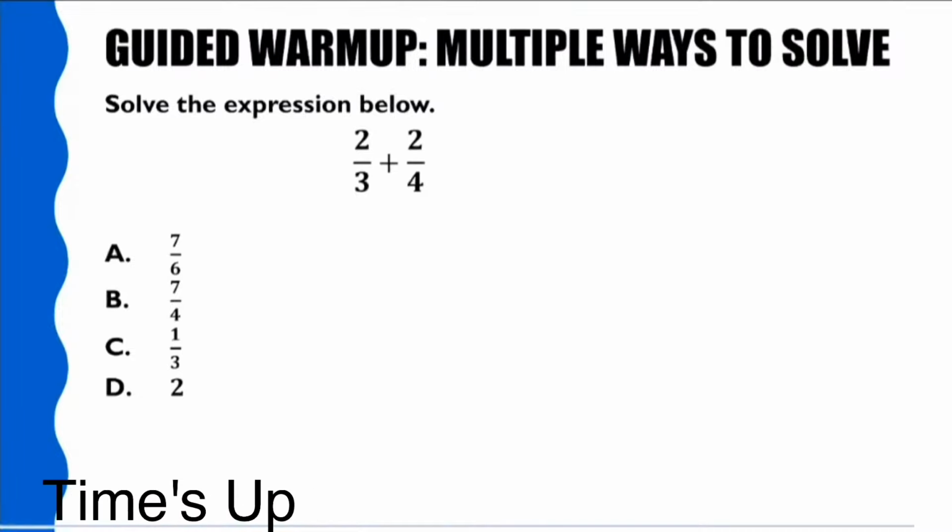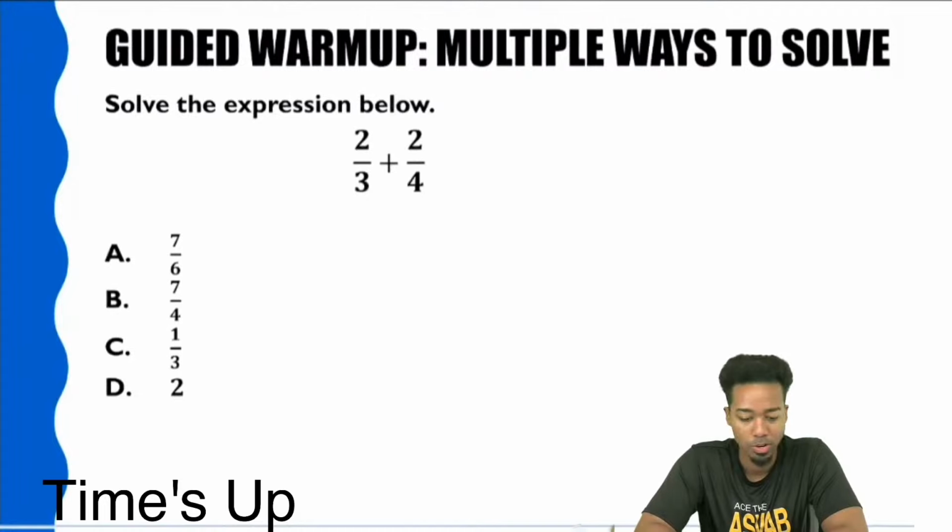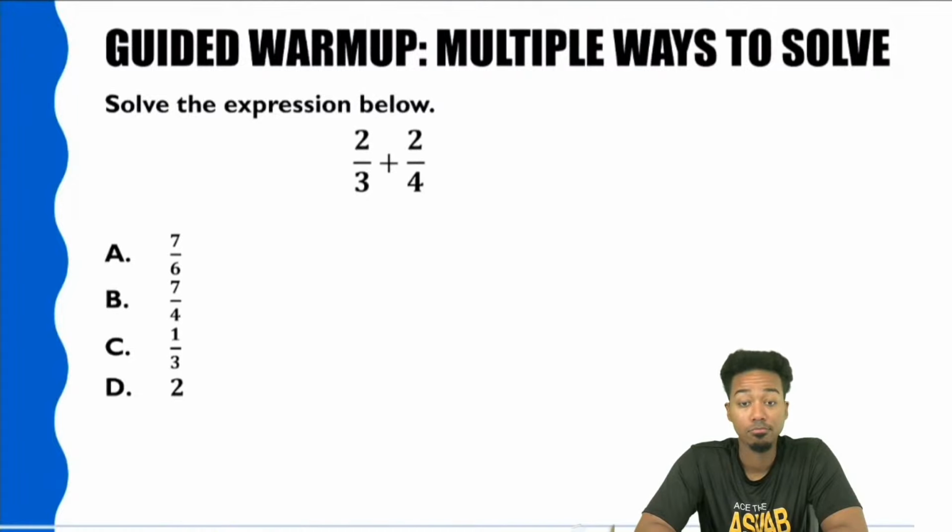And that is time. All right, let's go ahead and check it out here. What do we have? Again, we have the same numerators. So everybody, because we have the same numerators, we're able to just add them straight up, right?